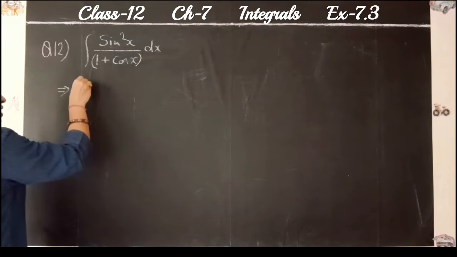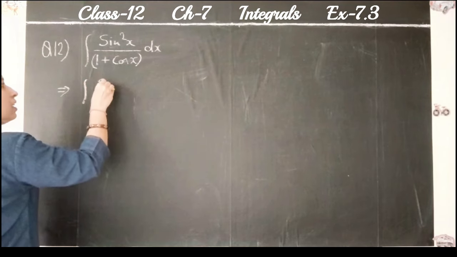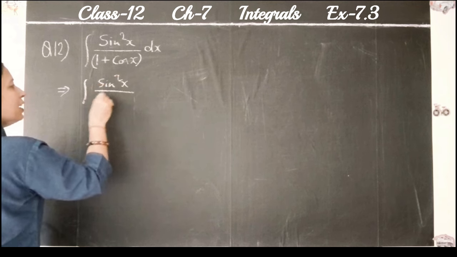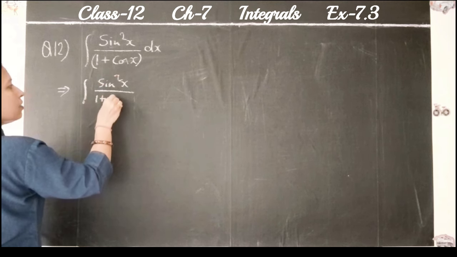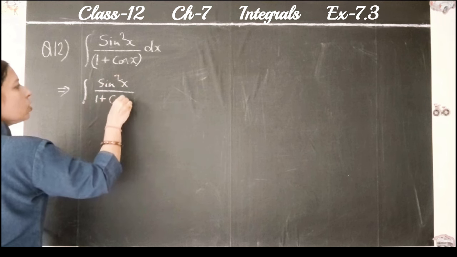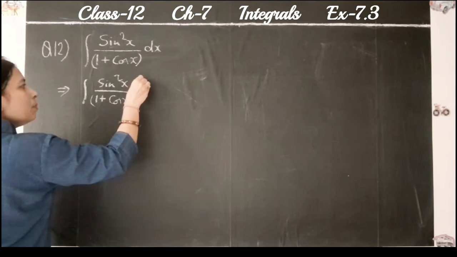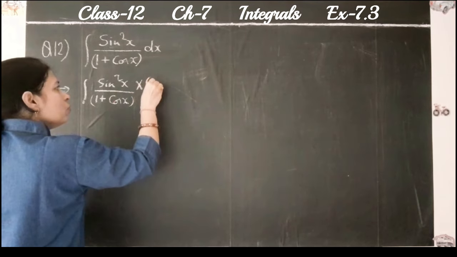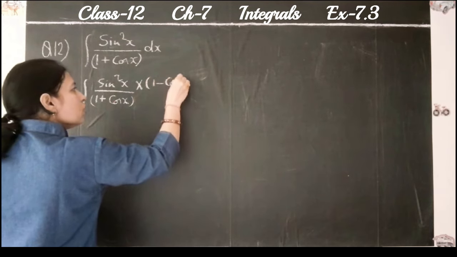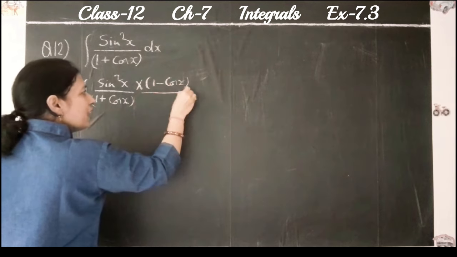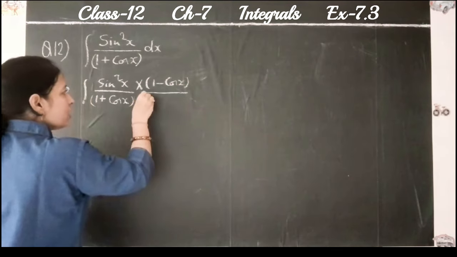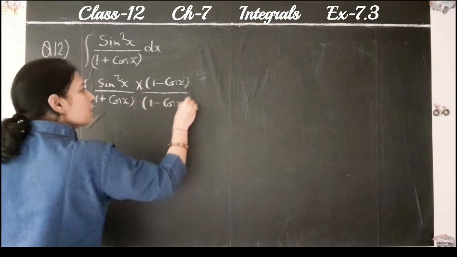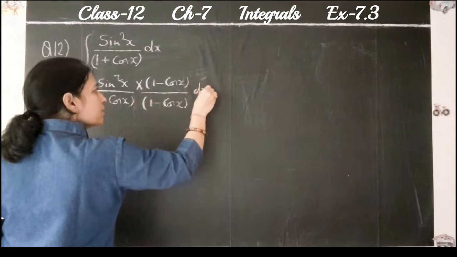So let us see. First write here sine square x divided by 1 plus cos x, and multiply by the conjugate of 1 plus cos x, so it will be 1 minus cos x. Then we have to divide also by 1 minus cos x. Yes, so write 1 minus cos x, and write here dx.